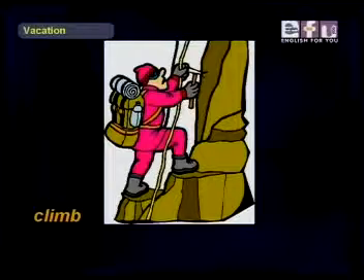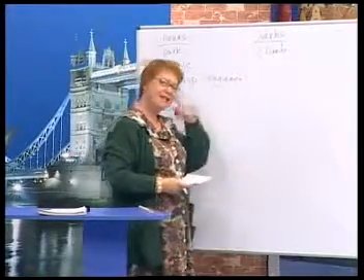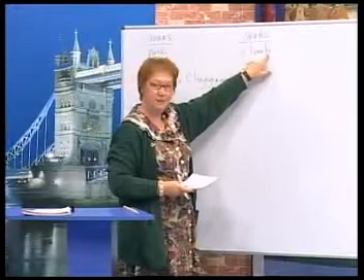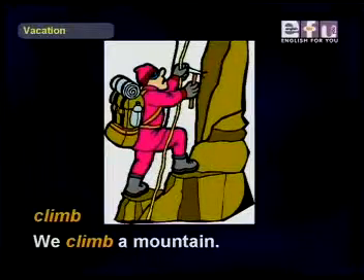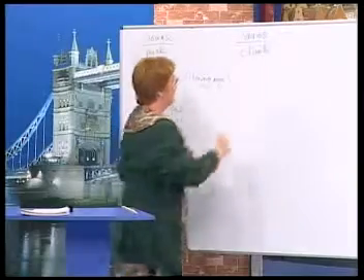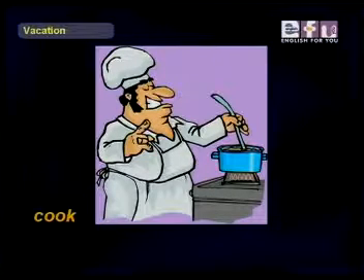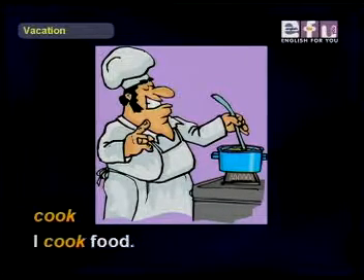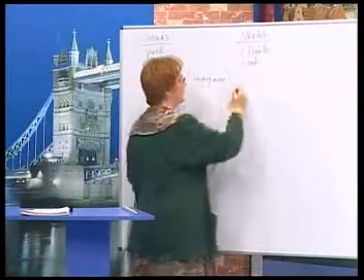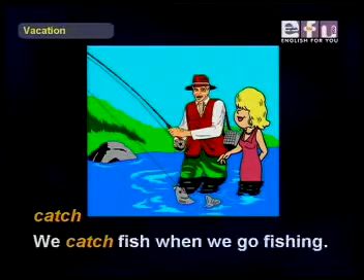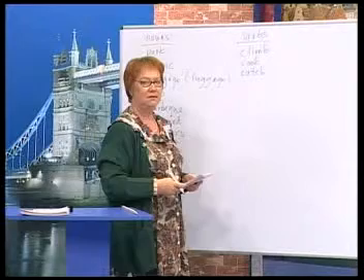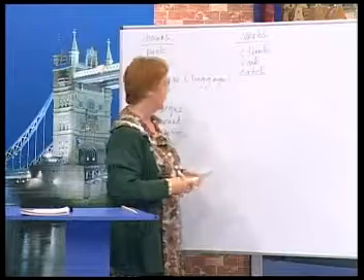Now, the first verb is climb. Now, it doesn't sound like it looks. This letter, B, is silent. Climb. Okay? We climb a mountain. Next is cook. I cook food. Maybe I cook food for a barbecue. Catch. We catch fish when we go fishing. Sometimes we don't catch fish when we go fishing, but catch.